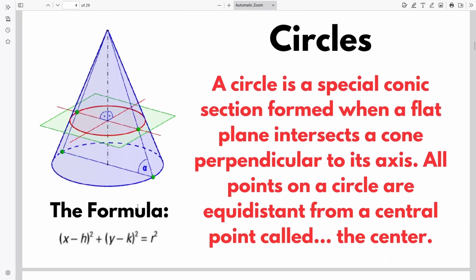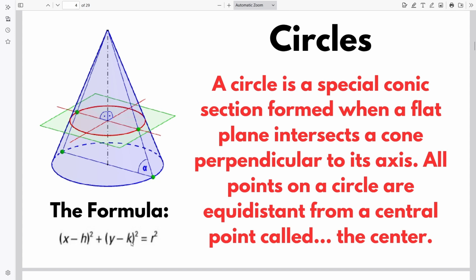Okay, circles. We're going to start with them because they're the most basic. They're a special kind of conic section formed when a flat plane intersects a cone exactly perpendicular to its axis. All the points on the circle are equidistant, the same distance from a central point. That point is called the center.